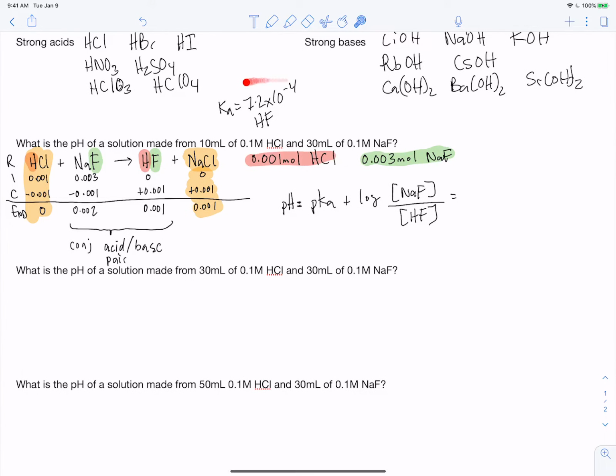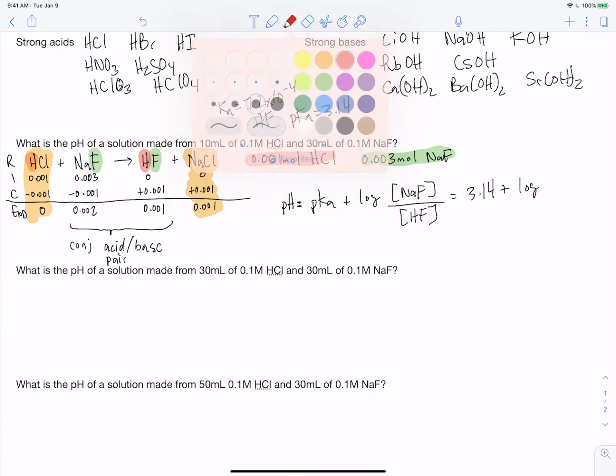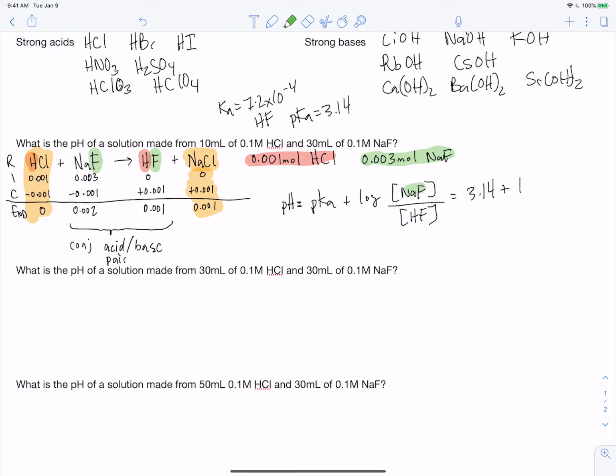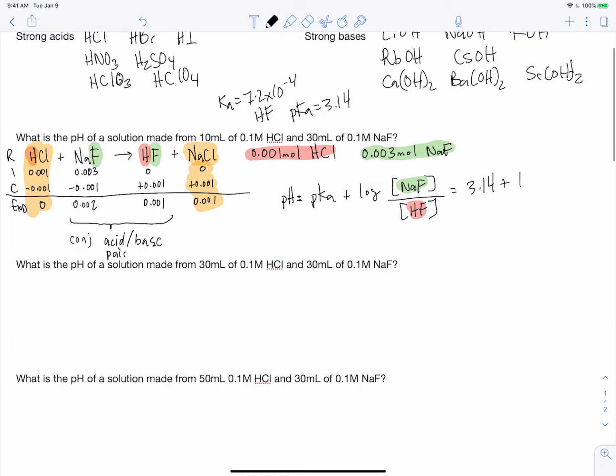You're given the Ka of HF at the top here, so the pKa becomes the negative log of 7.2 times 10 to the minus 4, which I'll write up here as well, and is just equal to 3.14. So this expression becomes 3.14 plus the log of sodium fluoride concentration over HF concentration. It's important to note that we're not looking at moles, we're looking at concentrations, so it's a good idea to turn these back into concentrations here.